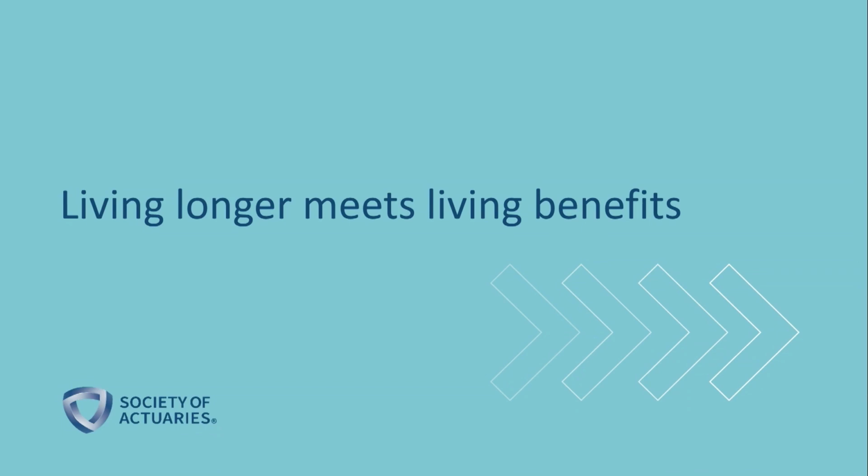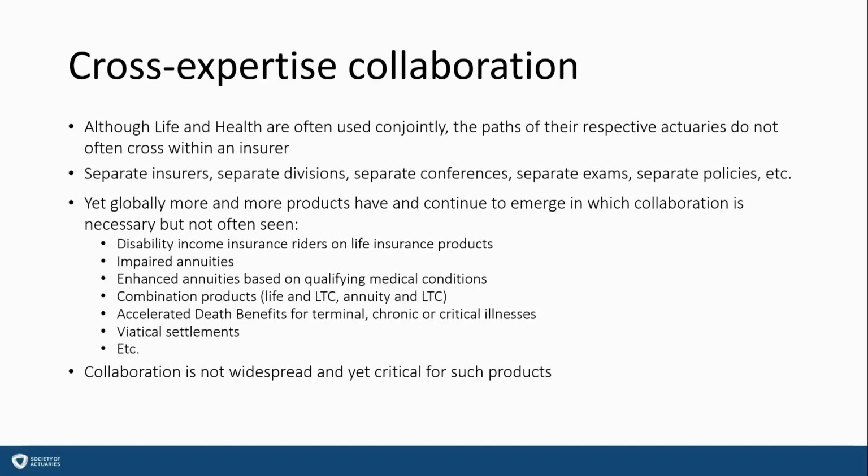So really what we're doing is we're merging living longer with living benefits. And although we often hear of insurance companies being life and health companies, I have found over 20 plus years as a reinsurance actuary as well as an independent consultant, that cross-expertise collaboration doesn't really happen. A lot of times separate divisions, sometimes separate companies altogether, deal with mortality risk versus morbidity risk. And that cohesion should happen more and more. Globally, we're seeing more and more products that make use of that collaboration because the benefits are interlinked. So we're listing here some of the examples.